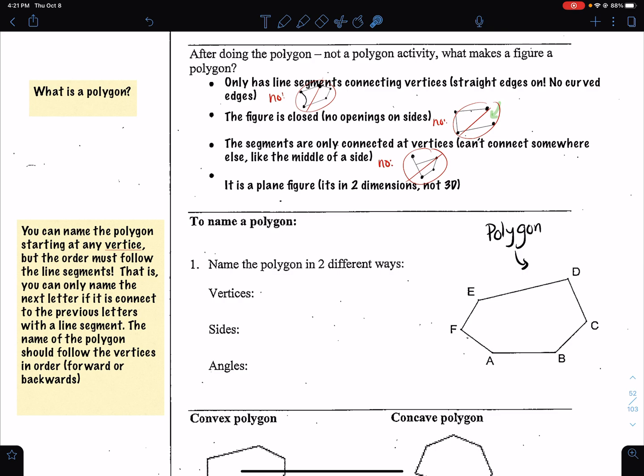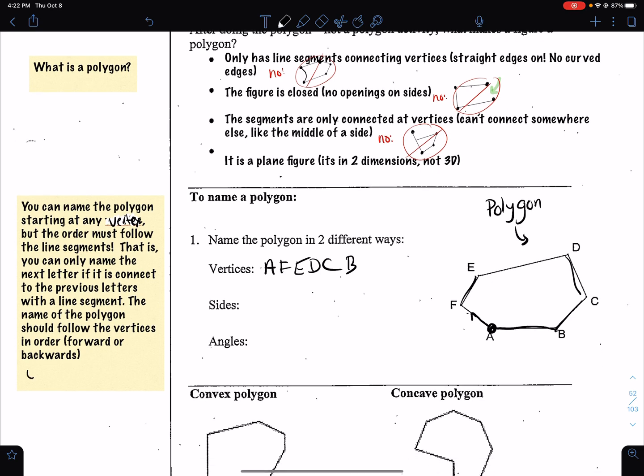Once we have a polygon, the next part of it will be naming it. And I have over here what we can do to name it. The way that you name it is you just pick a vertex, and then you follow the line segments from that vertex. So let's say on this example, I started at A. If I want to name this polygon, I have to follow the line segments in order. And I could either go this way, which would then bring me to F, and then E, and then D, and then C, and then B, and then finally I'm back to where I started, and I do not need to write that again. So notice how I followed them in order, and we used all of them, and there was no repeats.